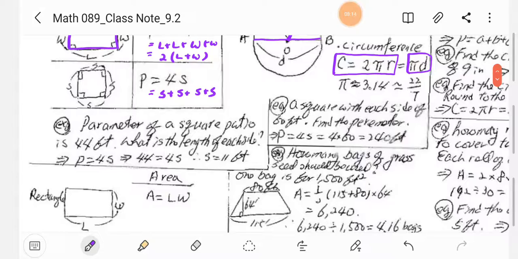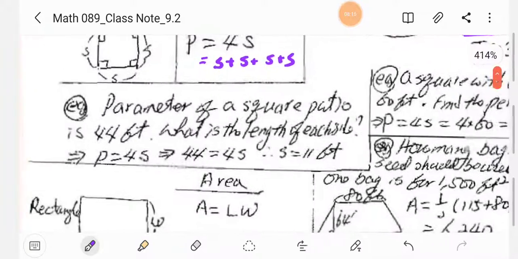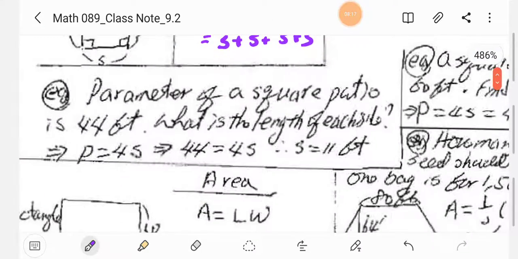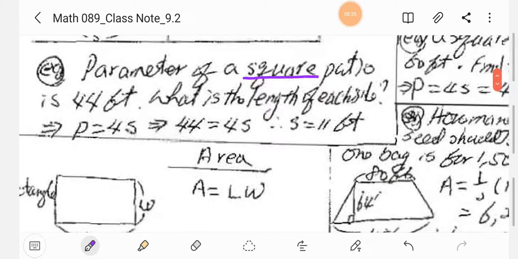Then let's check examples. Okay, the perimeter of a square. Square patio is 44 feet. So the perimeter means the sum of four side lengths is 44. And this is a square, right? Square. So four side lengths are the same.